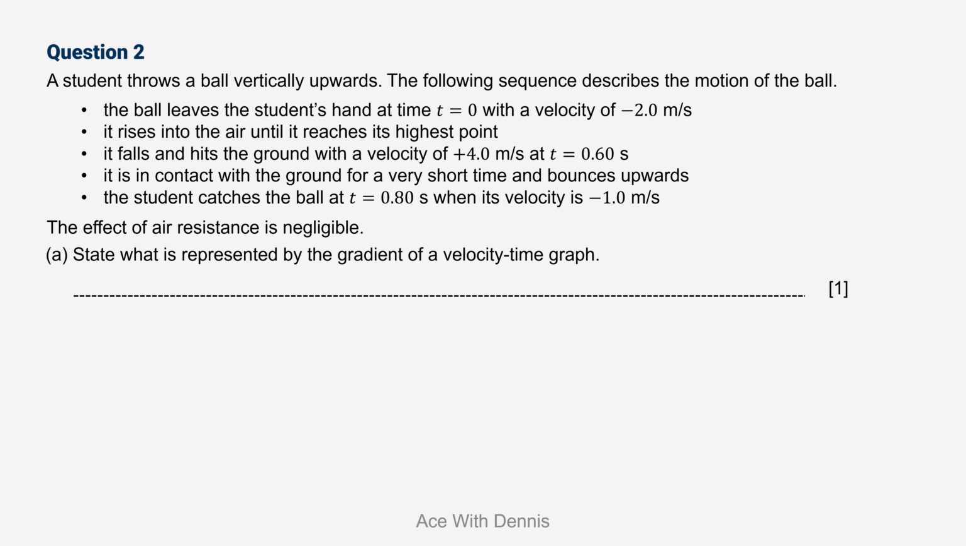A. State what is represented by the gradient of a velocity time graph. 1 mark. Okay, so the gradient of a velocity time graph will be the acceleration. Hence, acceleration will be the answer.